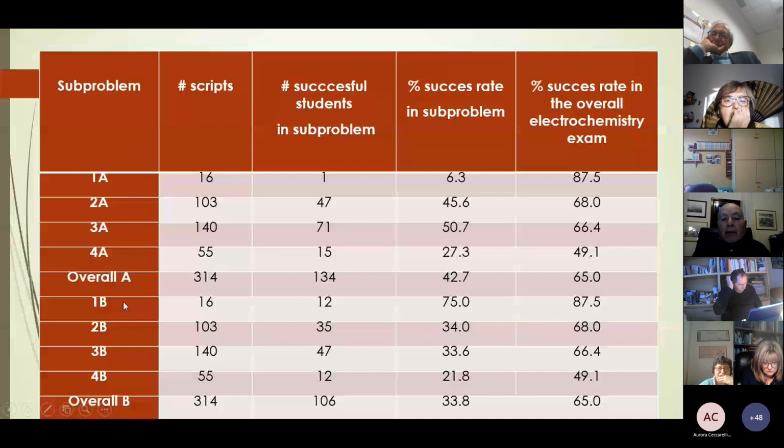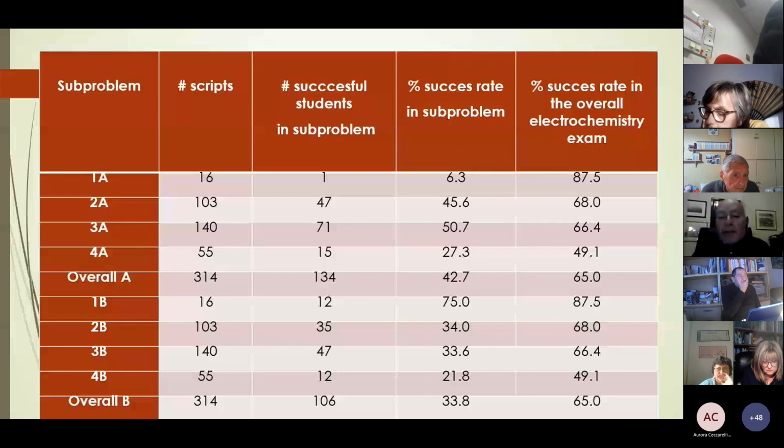And on the third column, I have the percentage of success rates in this corresponding subproblem. And the final column is the percentage success rate in the overall electrochemistry exam. The success rate in the overall exam is considerably higher because it included also questions which are simply recall questions. So the problem part was more demanding and had lower performances. I note here a very low performance in 1A question, 6.3%. And also in the 4A and 4B parts, we have low performances, 27%, 22%, and this included what is a composite problem, and we're going to talk about it later.